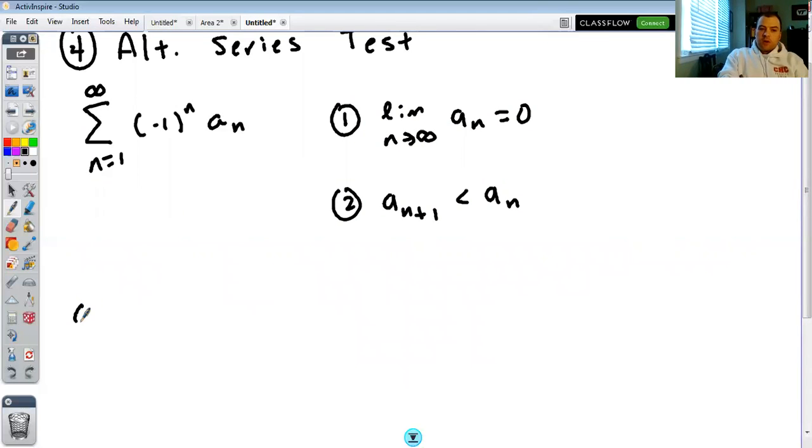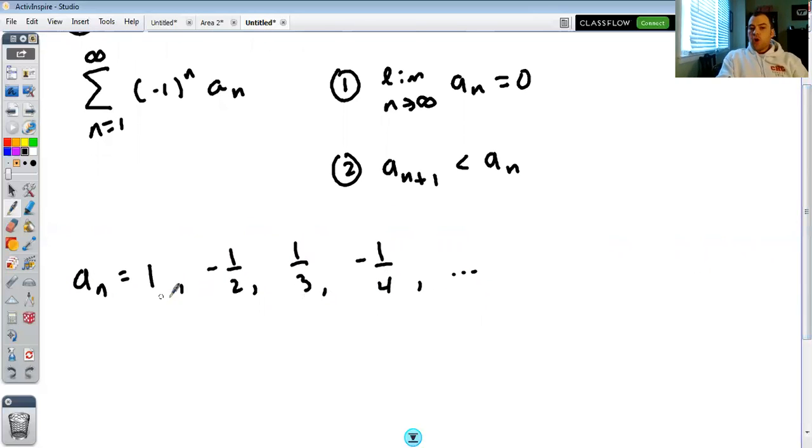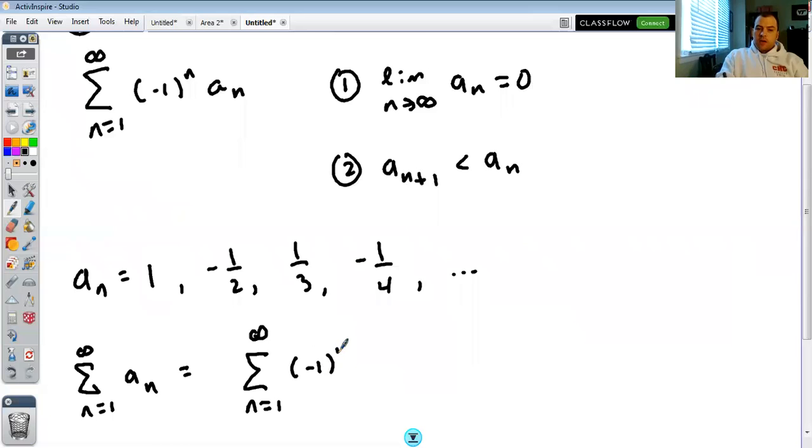So to look at a quick example, let a sub n be the sequence of numbers 1, -1/2, 1/3, -1/4, and so on. We can see it's alternating because the signs are flipping. So the series for a sub n would be the sum of -1 to the n plus 1, so that when I substitute 1 in here, I get 0 power, so it's positive. And then this is just 1 over n, right? It's the alternating harmonic series.